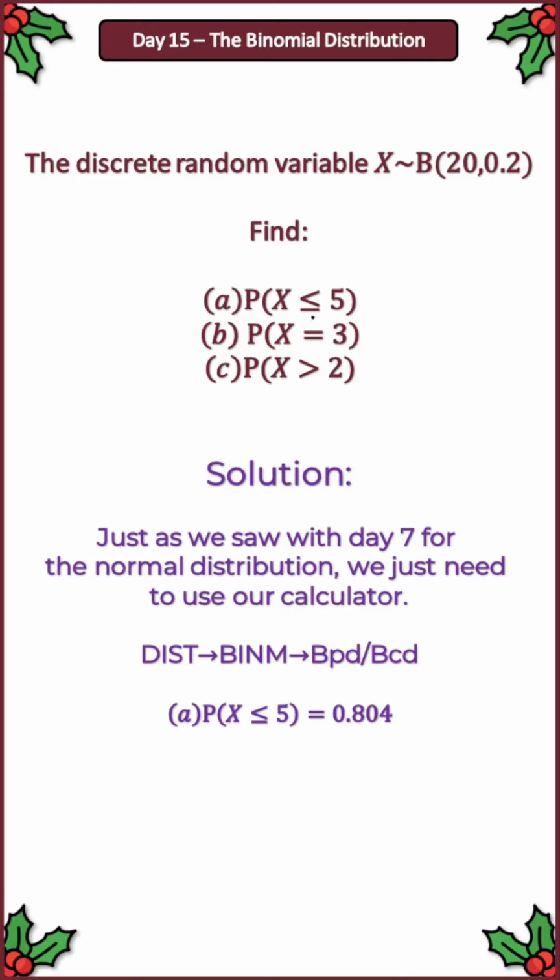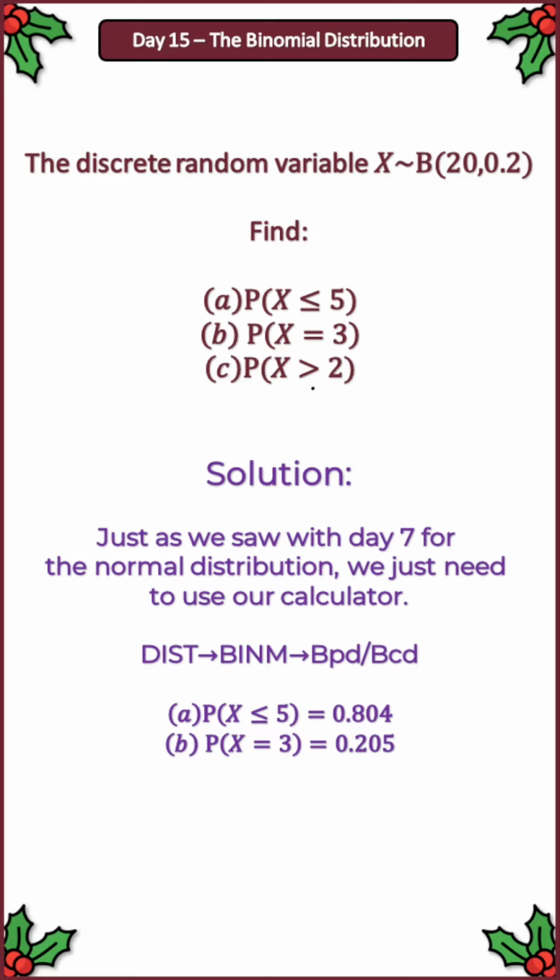Moving on to part B now. So it wants us to find the probability that x is equal to 3. So we do need to be slightly careful here. In this case, we need BPD. Okay. So we go to BPD here. So the value of x changes to 3. So we get 3 there. The number of trials and p will stay as 20 and 0.2 respectively. Press enter, and hopefully here what you obtain then is 0.205 to 3 significant figures.